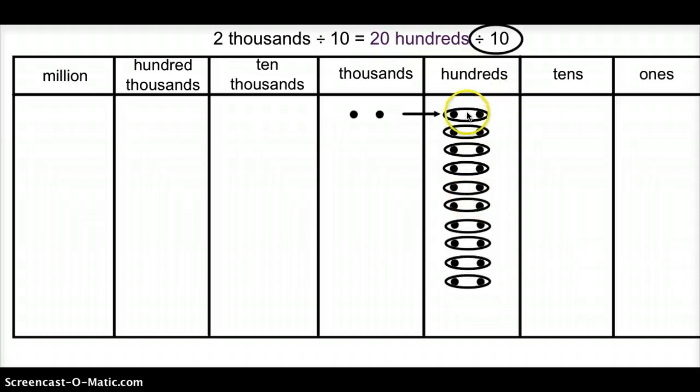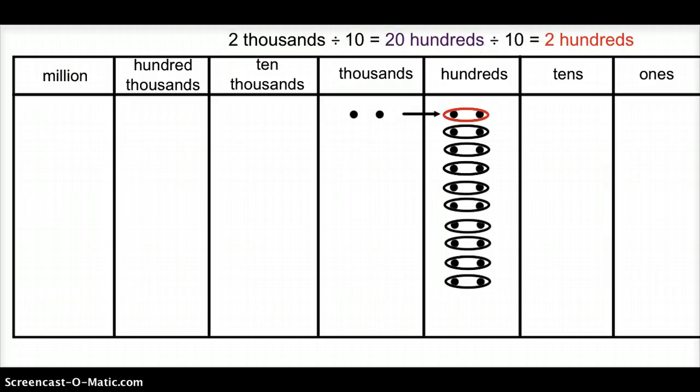I now have 1, 2, 3, 4, 5, 6, 7, 8, 9, 10 bundles, but I'm still not finished with my problem because it didn't ask if I could make 10 bundles. Ultimately, I want to find out how many is in one of my 10 bundles. In this situation, in one of the 10 bundles, I have 2 hundreds. 2 thousands divided by 10 equals 200.